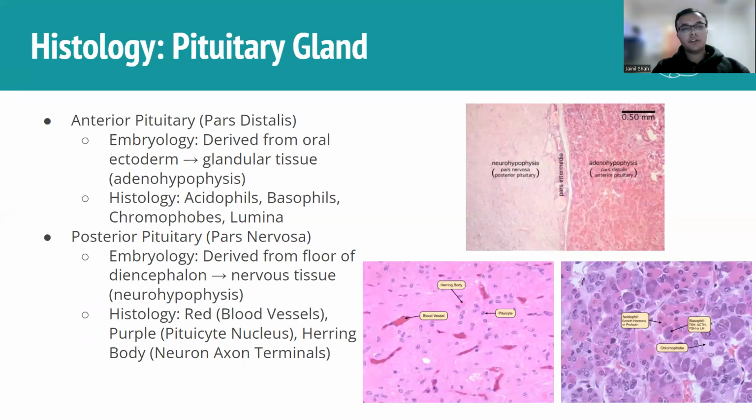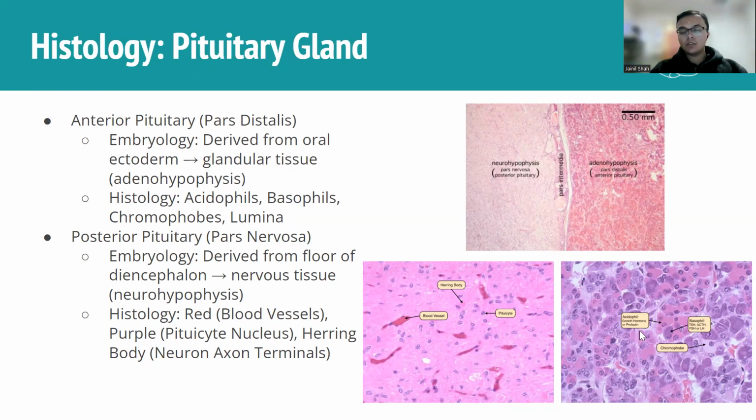The posterior pituitary instead is derived from the floor of the diencephalon, which is a nervous tissue, and therefore is called a neurohypophysis. The neuro referring to the fact that it comes from nervous tissue. So those are the two important things you have to keep in mind. The next thing you have to know is the different histological cell types that come up. So with histology, you can see a couple of different cell types come up with the anterior pituitary.